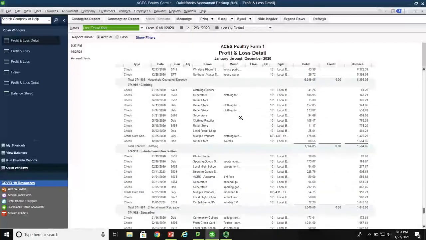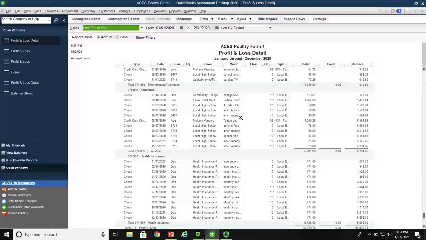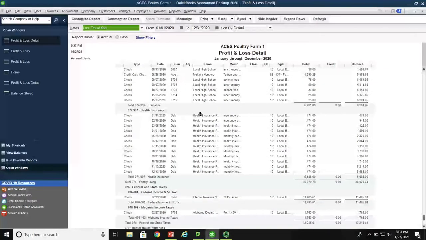Then we have family living clothing expenses. We have family living entertainment and recreation expenses. Family living education expenses. Looks like we're paying for some textbooks, and looks like we're also paying for some tuition. Then we have health insurance that was paid for by the farmer.